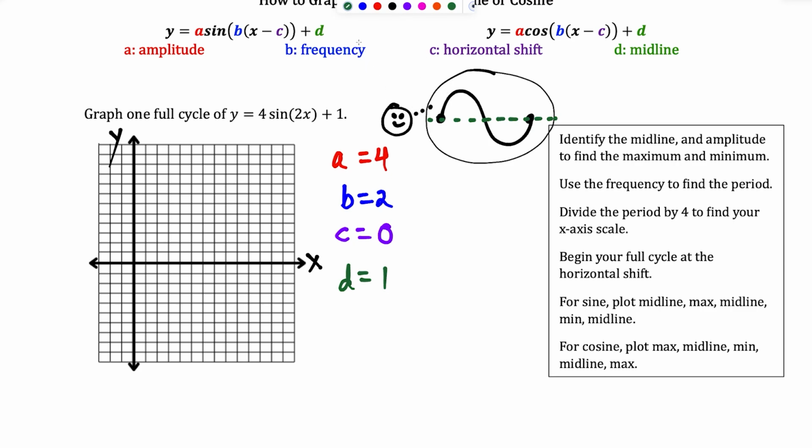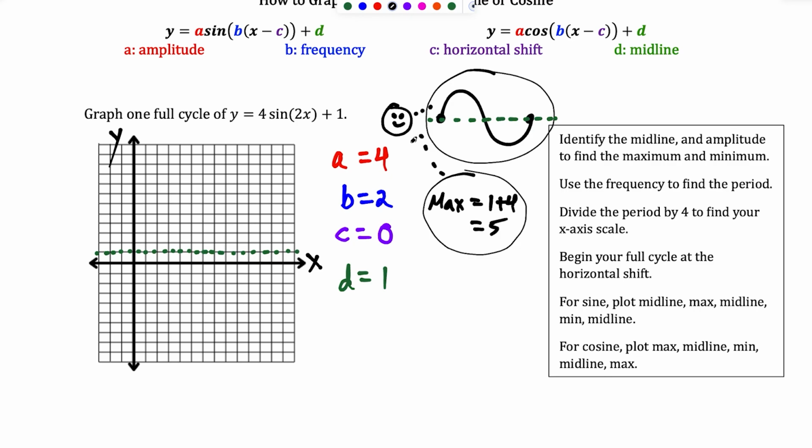So first, I'll transfer the midline over to the graph. So we have a midline at 1, and that's going to be a horizontal line, y equals 1, cutting through like this. So this is our midline. And then the midline helps you identify the maximum and minimum values. So what I do is I take the midline and I add the amplitude to it. So 4 plus 1 is going to give us a maximum value of 5.